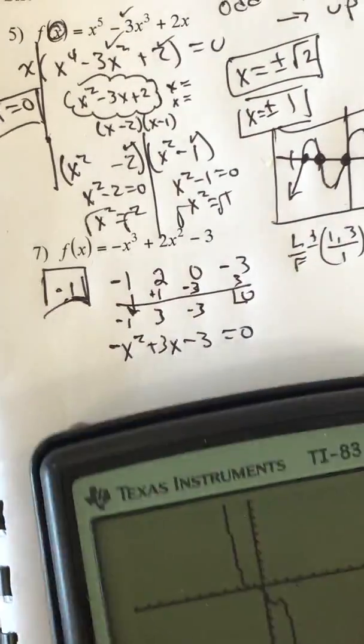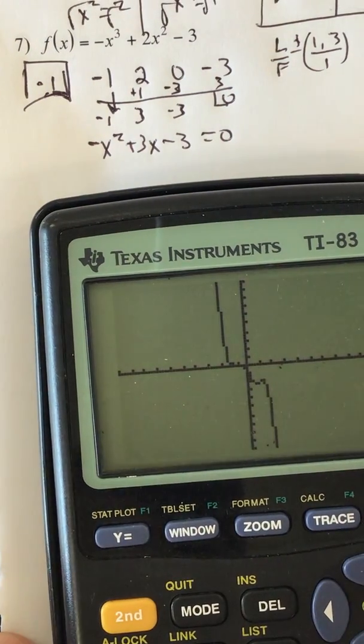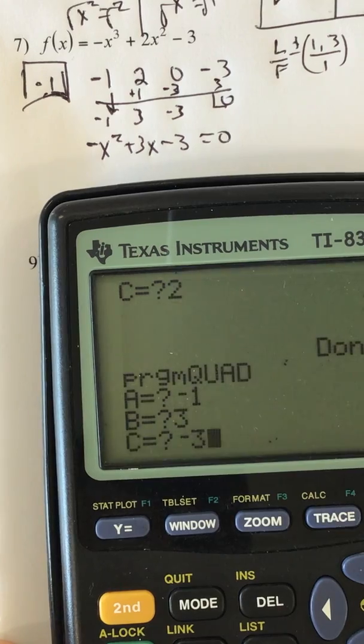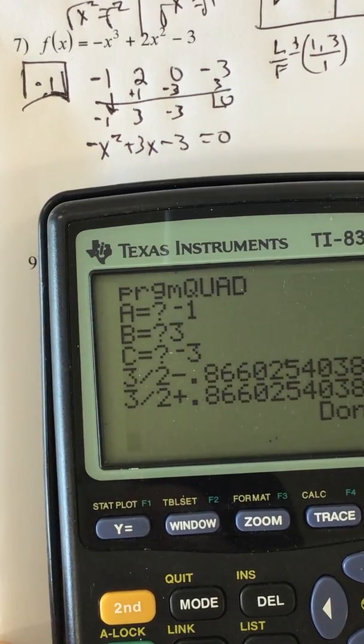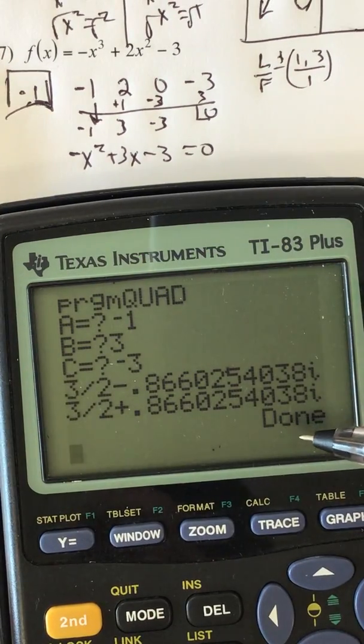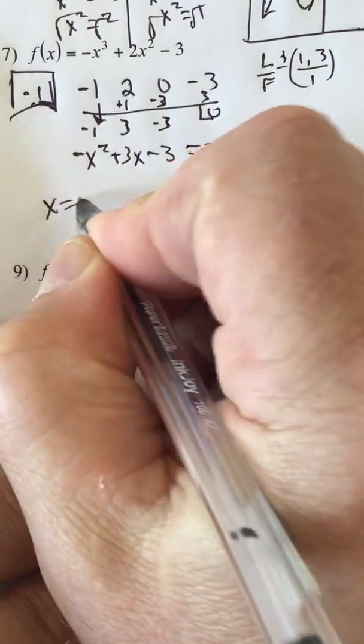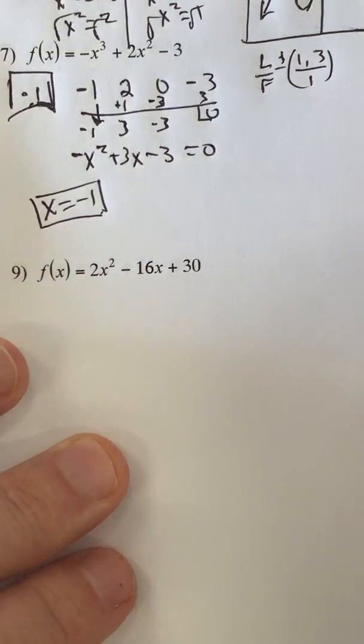And I got to the quadratic formula real quick on this one, so let's go ahead and type that in. -1, 3, and -3. Okay, so the other two are imaginary. So there's only one real root here. So x equals -1 is the only one that we really have to worry about.